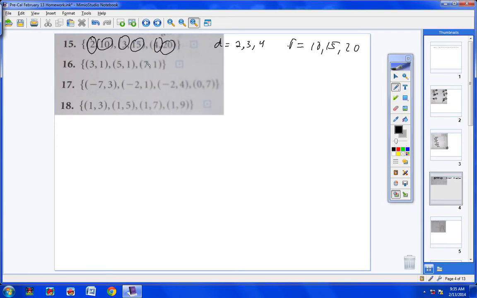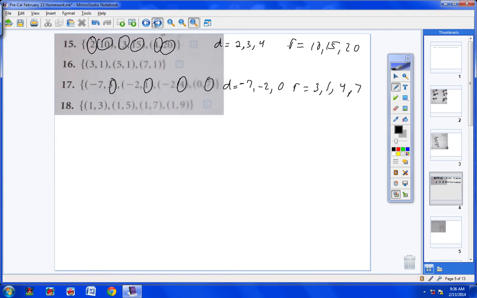I'm not going to do all these for you. I'll jump down to one that wasn't a function. The domain would be, even though it's not a function, it still has a domain, -7, -2, and 0. No need to list the -2 twice. The range would be 3, 1, 4, 7. All of your y values. 3, 1, 4, 7. So domain refers to your x values. Range refers to your y values.